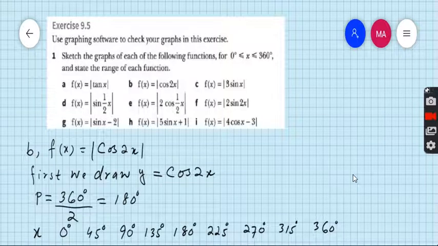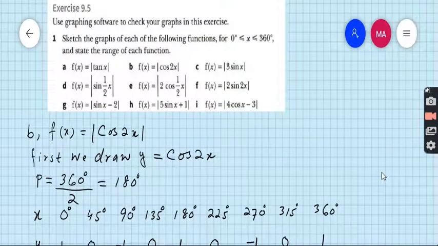So part B is f(x) equals absolute value of cos 2x. I did some work for you because it will save our time. The theme of the graph of an absolute valued function is, first we simply draw the graph of the function without the absolute value. That is, first we draw y equals cos 2x. Find the period of the function.